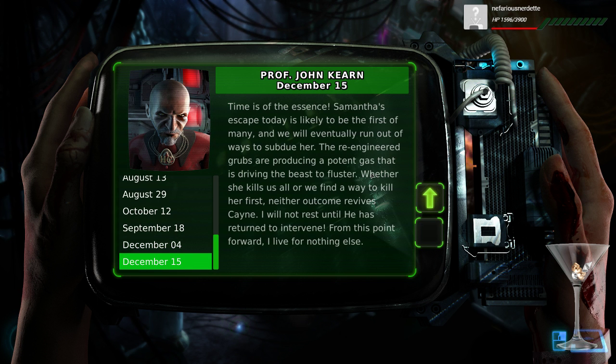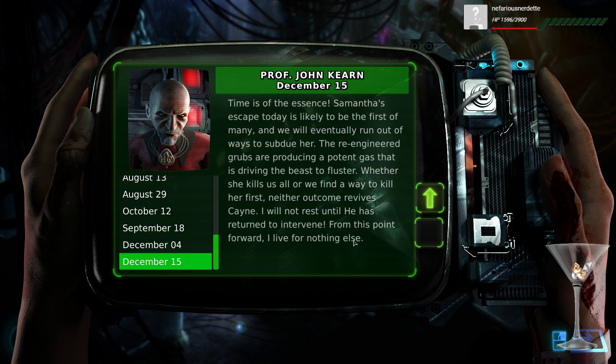December 15th. Time is of the essence. Samantha's escape today is likely to be the first of many, and we will eventually run out of ways to subdue her. The re-engineered grubs are producing a potent gas that is driving the beast to fluster. Whether she kills us all or we find a way to kill her first, neither outcome revives Cayne. I will not rest until he has returned to intervene. From this point forward, I live for nothing else.